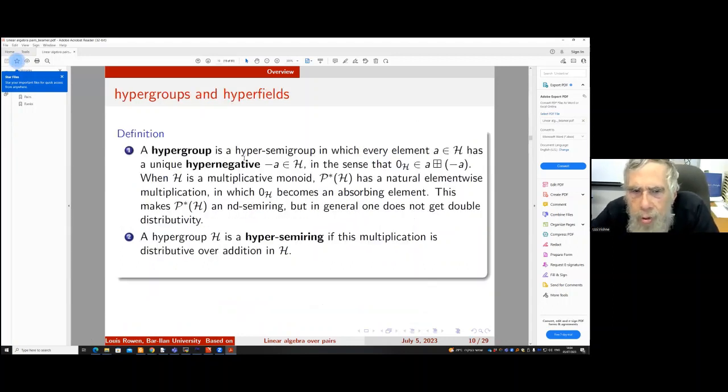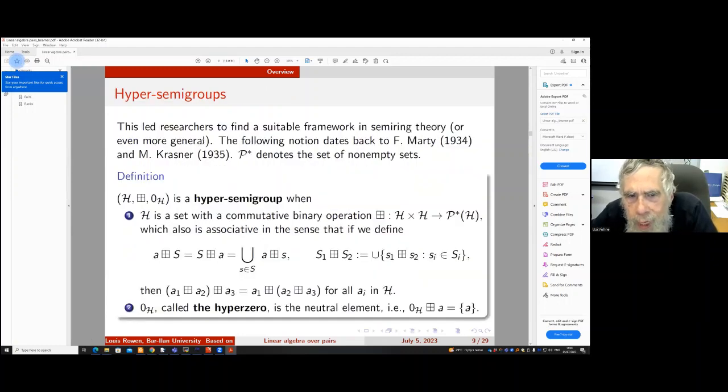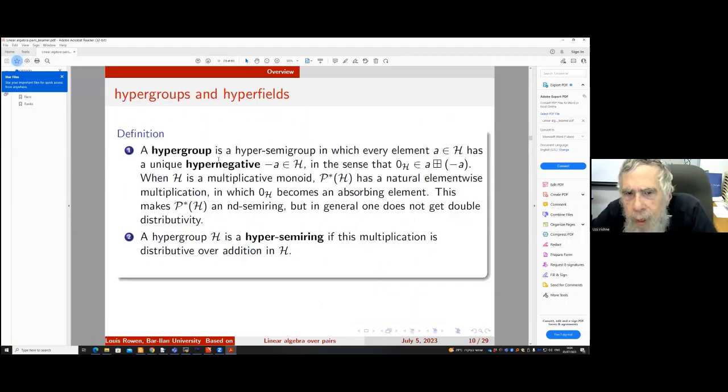Okay, so that was a hypersemigroup. A hypergroup is a hypersemigroup in which every element has a unique hypernegative, which means that 0 is an element of a plus minus a. So this is in the power set, and the sum has to include 0 as an element.